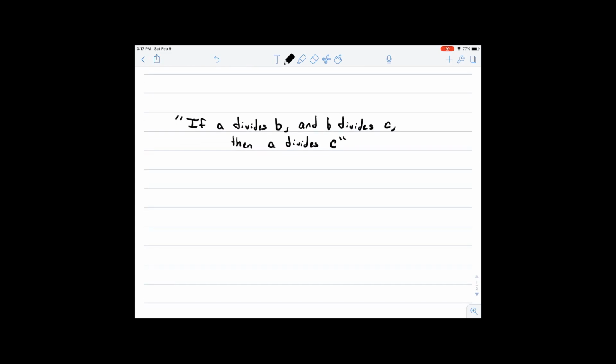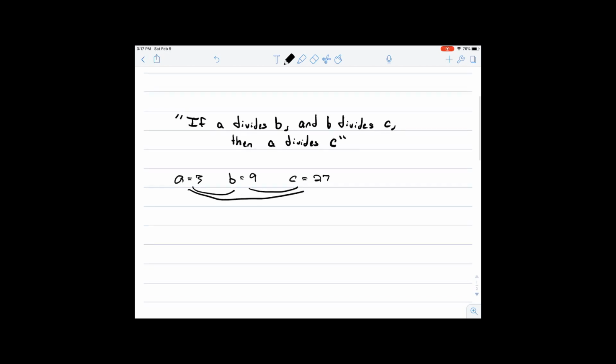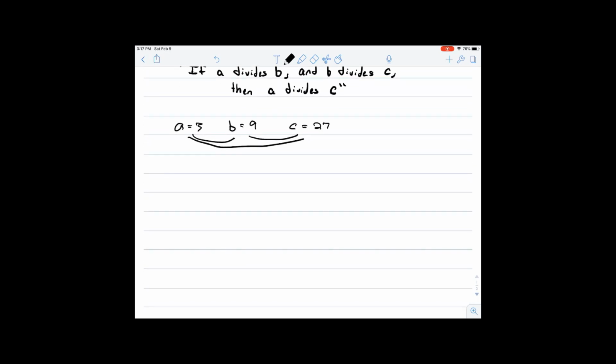Here's our example. If A divides B and B divides C, then prove that A divides C. To begin, let's just make sure that this makes sense to ourselves. Let's say that A equals 3, B equals 9, and C equals 27. This means that A divides B, B divides C, and we know that A definitely divides C. So this makes sense. Now we're actually going to write a direct proof.